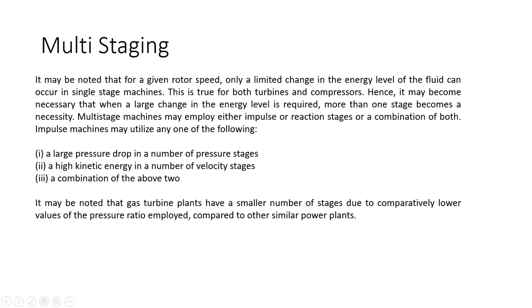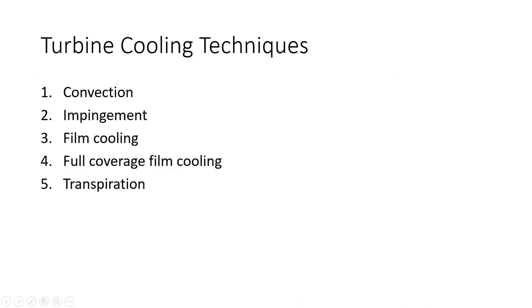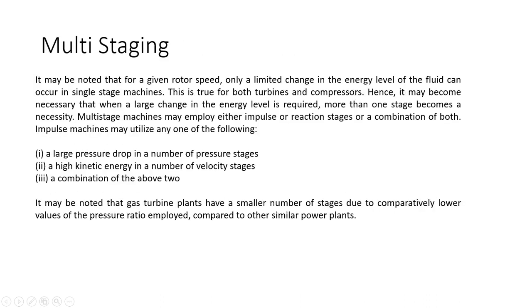So it may be noted that for a given rotor speed, only a limited change in energy of the fluid can occur in single stage machines. So in only one stage, a very small amount of energy can be extracted, which is true for both compressors and turbines, which you've already seen. Hence, a large change in energy level is required. So to extract that huge amount of energy, you need more than one stage.